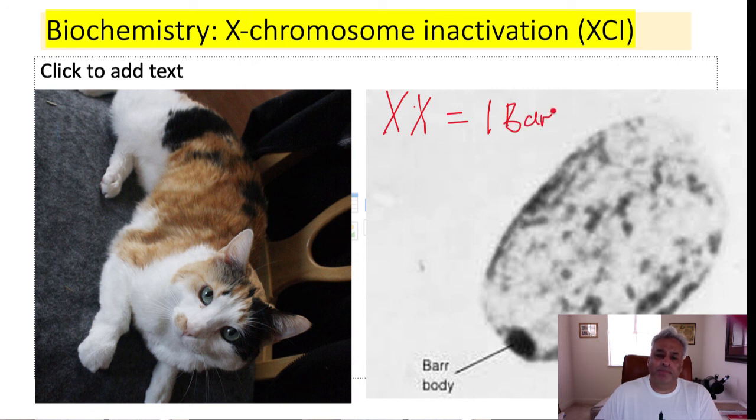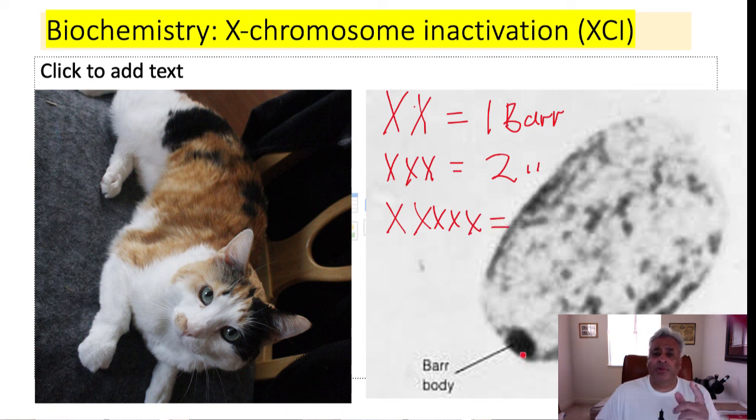Bar body. If a cat happens to be triple X, which can happen, then you'll have two of these X's shut down in that particular cell, randomly. So you'll have two bar bodies. And there are also cats, believe it or not, that can have up to 5 X chromosomes, like this. And then the question becomes, how many bar bodies will we find inside the cells of those cats? And the answer is 4.